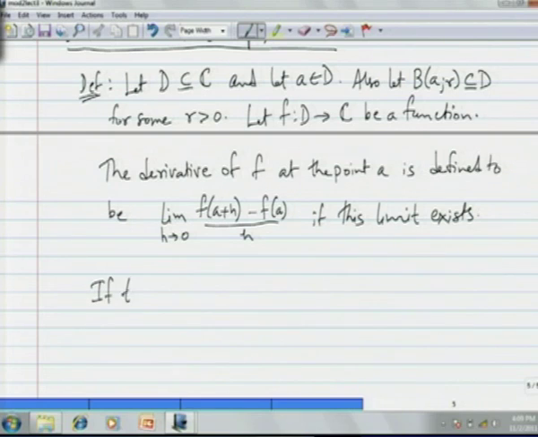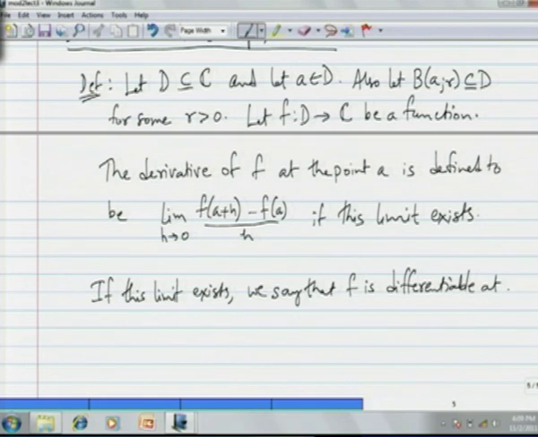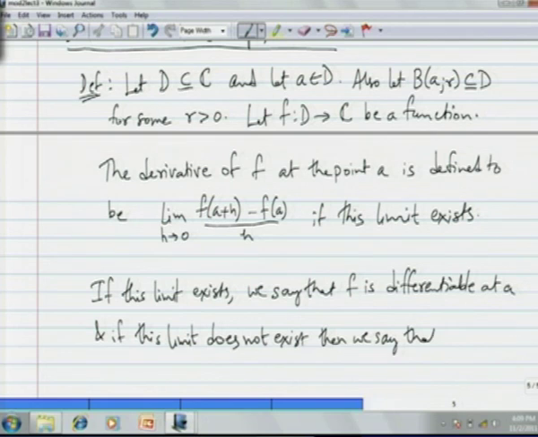And quickly let me say that if this limit exists, we say that f is differentiable at a. And if this limit does not exist, then we likewise say that f is not differentiable at a.